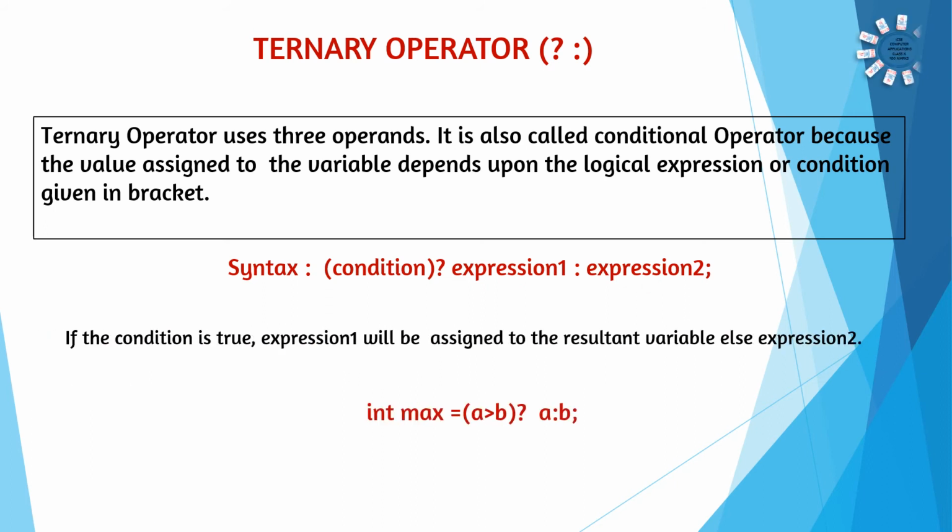By the example we can understand: int max = a > b ? a : b. If a is greater than b, the condition is true, then the value of a will be stored in max. Otherwise, if the condition is false, the value of b will be stored in max. So the ternary operator depends upon the condition. Condition true means the first statement or first expression. Condition false means the second statement or second expression.